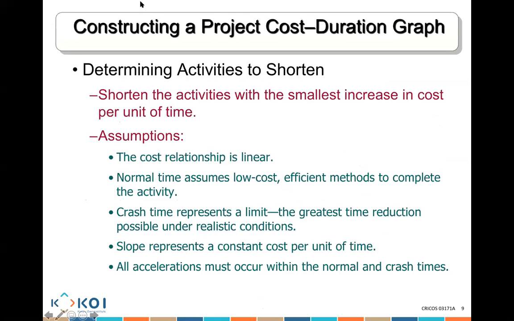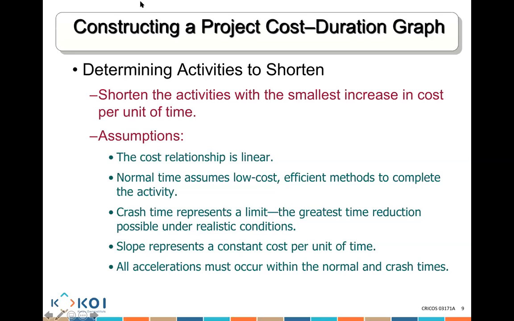Now, ladies and gentlemen, as I said, we need to determine the activities we are going to shorten: the activities with the smallest increase in cost per unit of time. So if there is more than one activity, I won't crash more than one activity. I'll crash only the one that is going to be the cheapest possible cost for me. So how do we actually make that calculation?